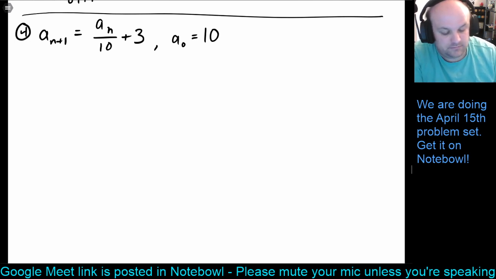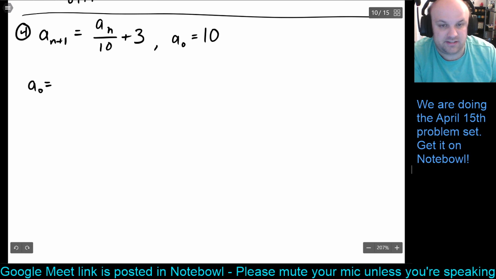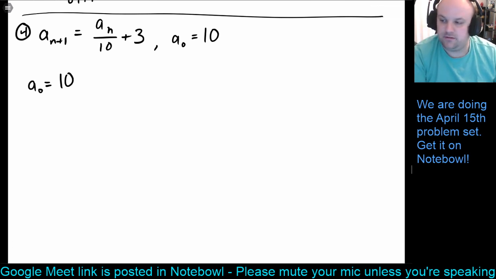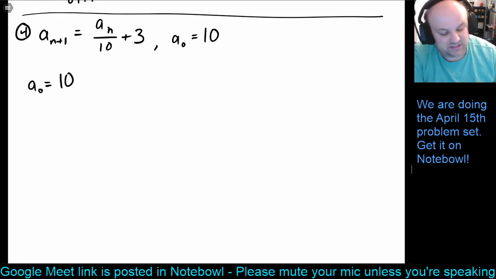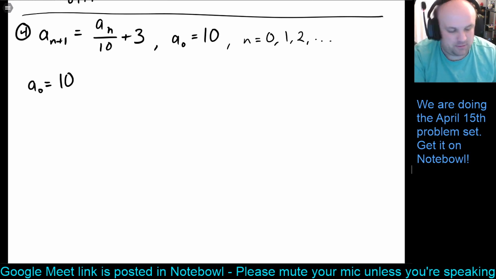So, we want the first 4 terms of this. So the first term is A0 in this sequence, right? And A0 is 10. I think I forgot to actually add on to this problem, but n should start at 0 here. I think I forgot this in the problem statement.